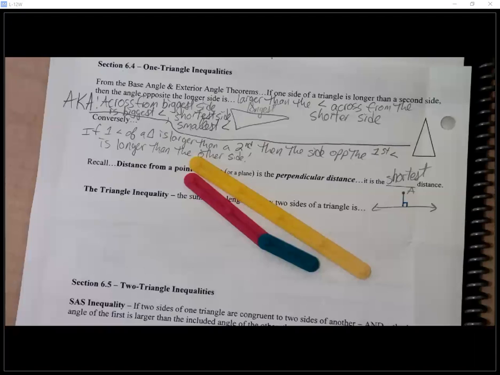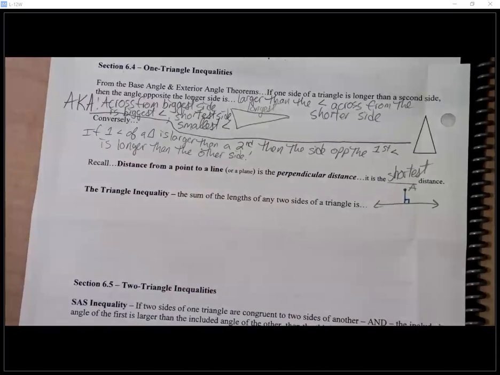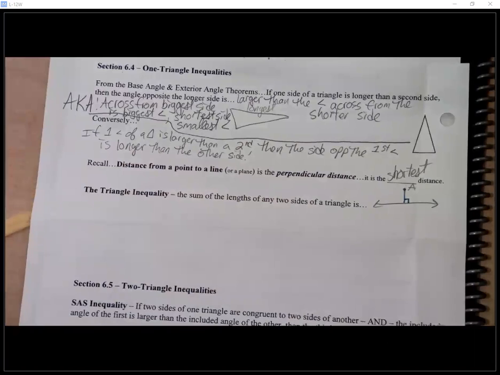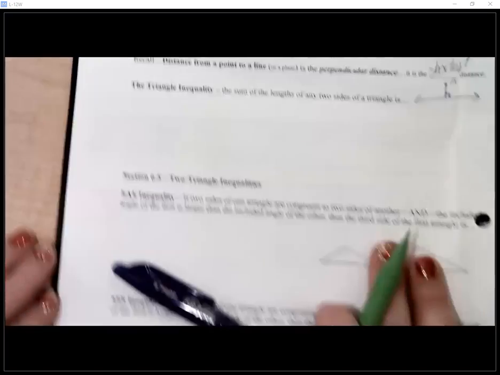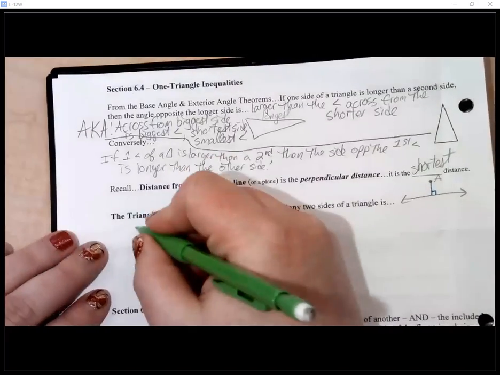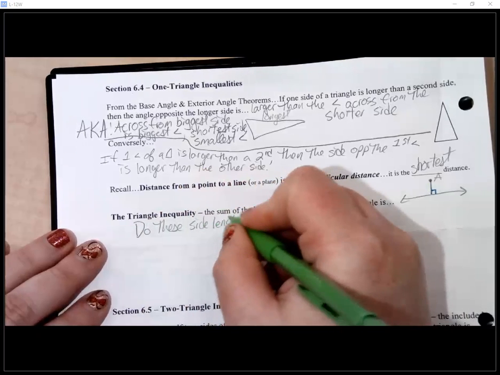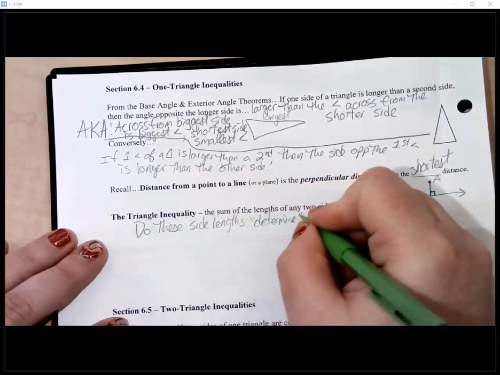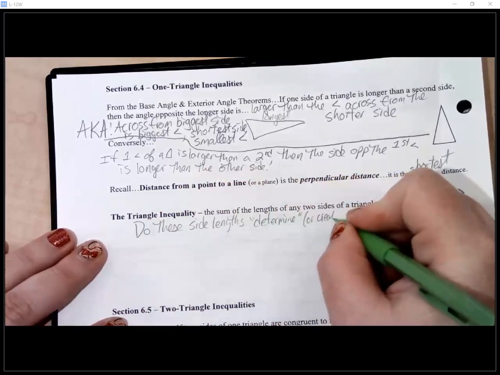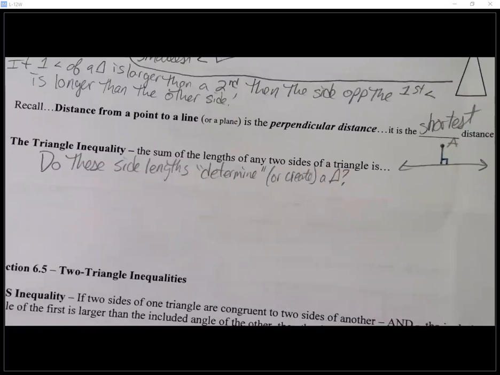So why don't we try this? I'm going to give you some lists of sides. I'm not trying to find out if I have a right triangle or not. I just want to create any possible triangle. So let me give you some lengths and I'll tell you if it works or doesn't work and see if you can come up with a rule. Do these side lengths determine, or create, make up a triangle? So that's the question we're trying to ask here before we fill in the blank of the triangle inequality phrase.